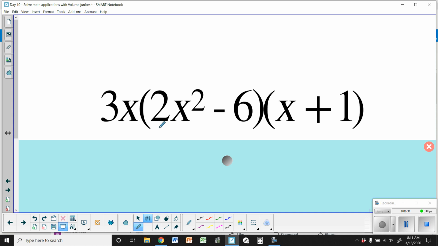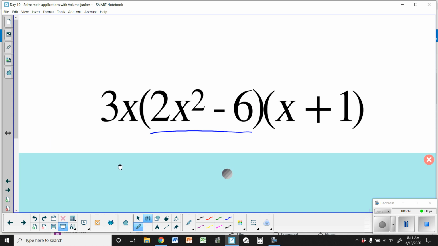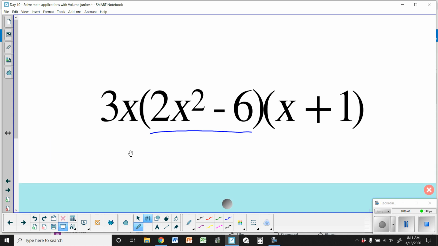So we can factor this because in this middle factor, we can divide both of these terms by 2. So it would actually look like this then. If we factor them both by 2, we could take out a 2. So we're going to factor out a 2. So that 2 would multiply with a 3, so it would be 6x, and then this would be x squared minus 3, and then x plus 1.